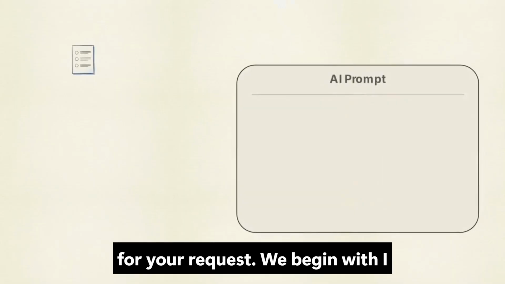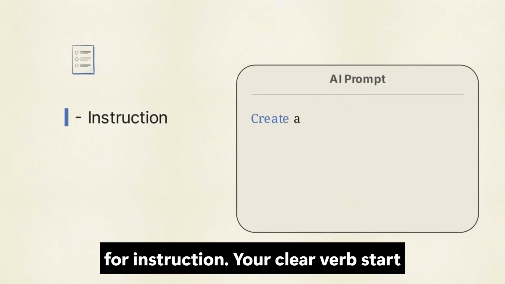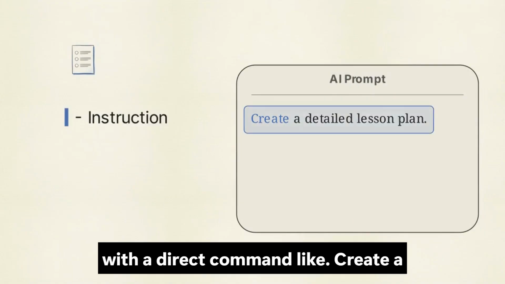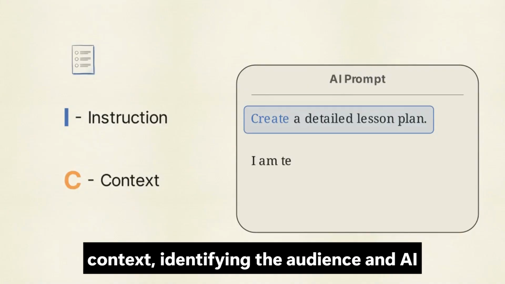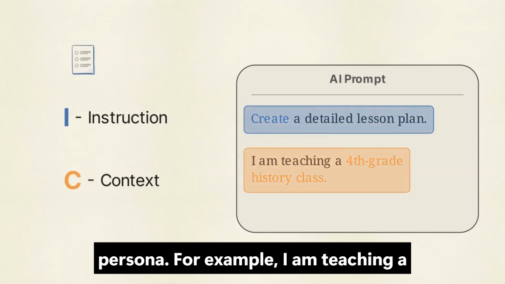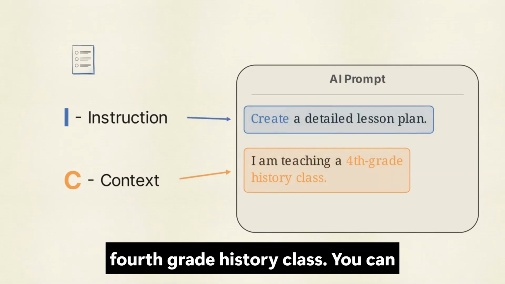We begin with I for instruction, your clear verb. Start with a direct command like create a detailed lesson plan. Next is C for context, identifying the audience and AI persona. For example, I am teaching a 4th grade history class.